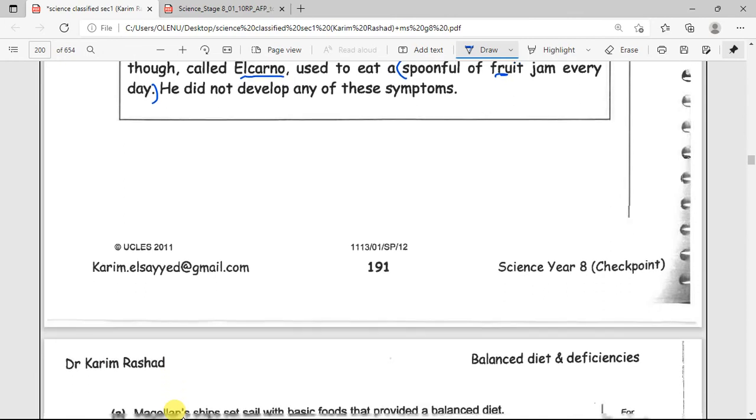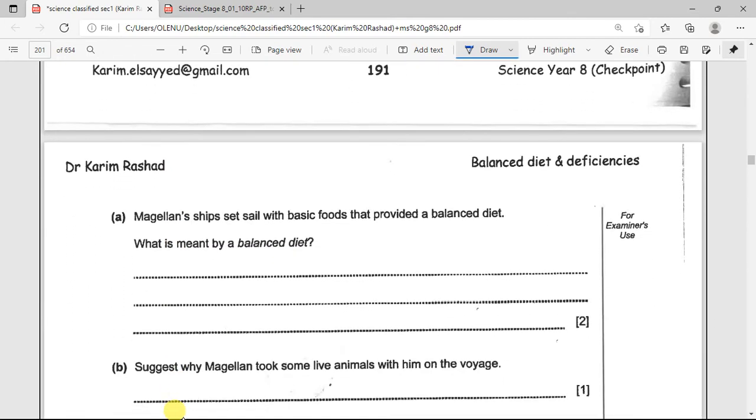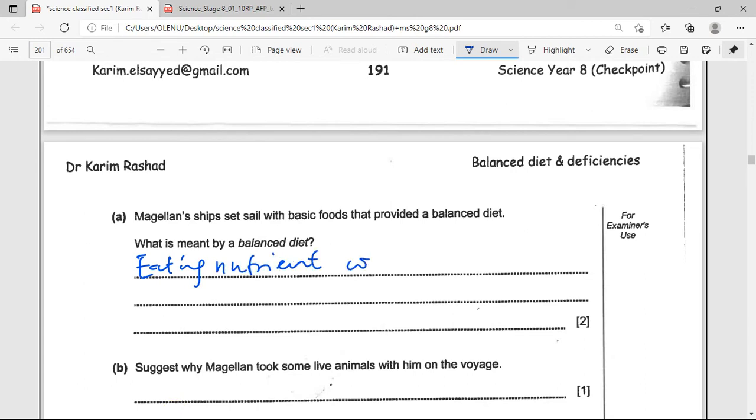So the question now is, Magellan's ships sailed with basic food that provided a balanced diet. What is meant by a balanced diet? That is when you eat nutrients that contain all the food groups in the right proportion, which we've answered already.